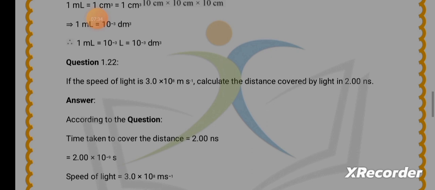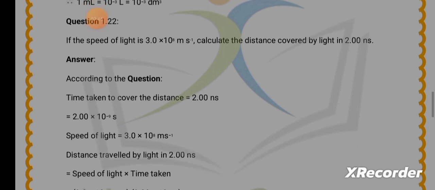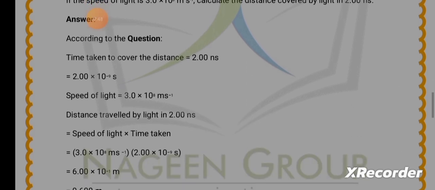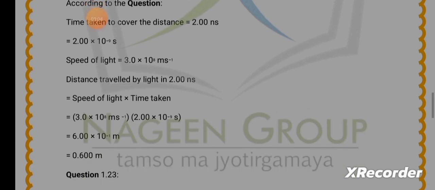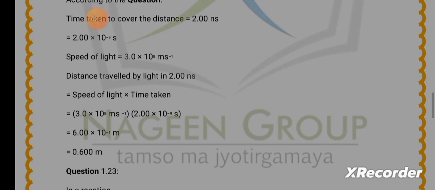So you know how you can calculate the distance. Now speed is equal to distance by time. You want to calculate the distance, so you will multiply the speed into time. Now speed is 3 into 10 to the power 8, multiply by 2 nanosecond. 1 nanosecond is equal to 10 to the power minus 9 second. So 2 into 10 to the power minus 9 second. Multiply this and you will get 6. 3 twos are 6. 6 into 10 to the power minus 1 meter. So you will get this answer.